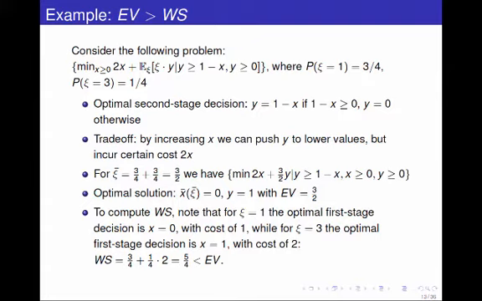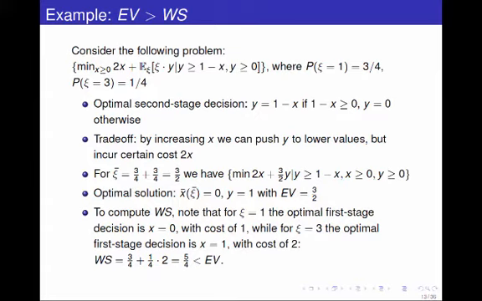So the optimal reaction is to set y equal to 1 minus x, provided it's greater than or equal to 0, otherwise y goes to 0. And the trade-off is what I mentioned earlier. You're going up by 2, and you're going down at a rate that depends on the coefficient of y.